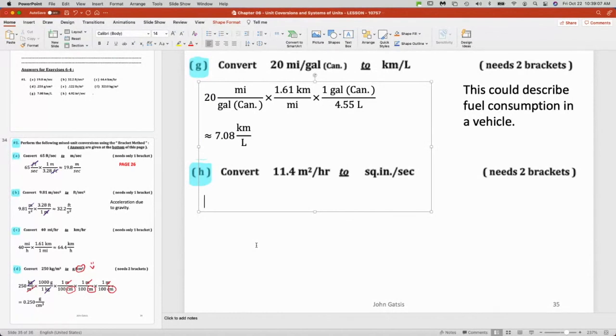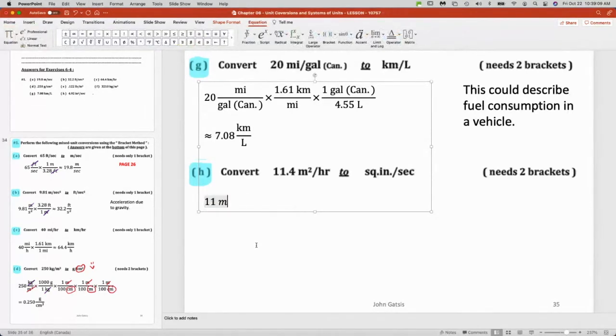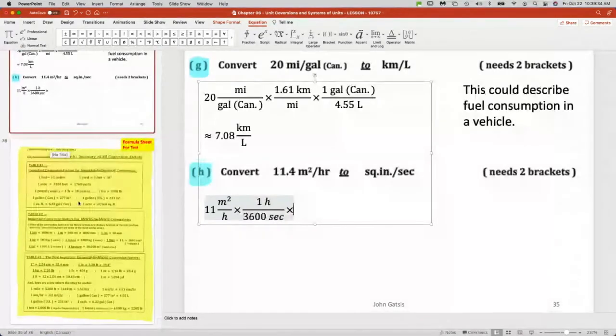Okay, so 11.4 meters squared per hour. So we need to convert hours to seconds. That's easy. 1 hour is 3,600 seconds. If you didn't know that, you can do minutes and seconds and break it down smaller. But meters and inches is not one that we've done today, so that's good. Let's take a look down here. 1 meter is 39.4 inches. 39.4 inches for every 1 meter.